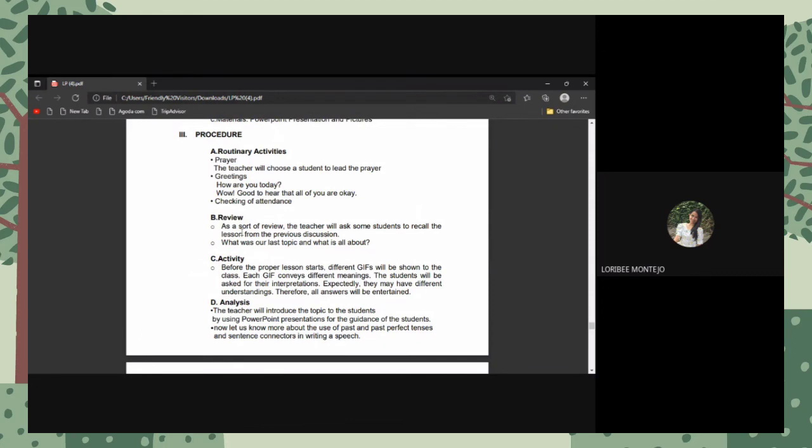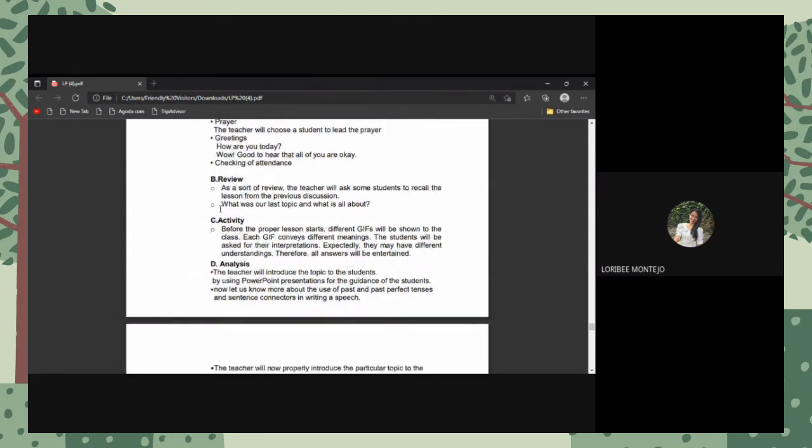To go to our lesson proper or analysis, we will first have the review. As a review, the teacher will ask some students to recall the lesson from the previous discussion: what was our last topic and what was it all about. So now we will go down to the activity. Before the proper lesson starts, the teacher will present different GIFs to the class. Each GIF conveys different meanings. The students will be asked for their interpretation. Expectedly, they may have different understandings, therefore all answers will be entertaining.